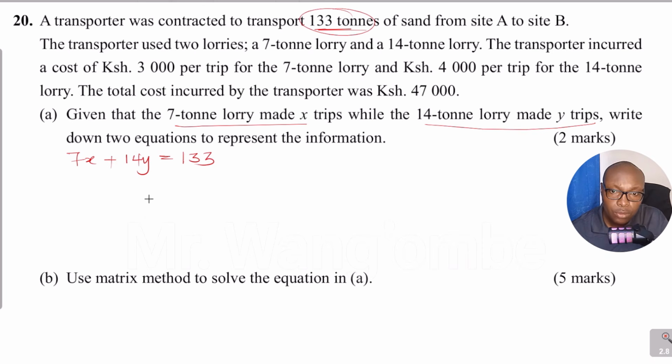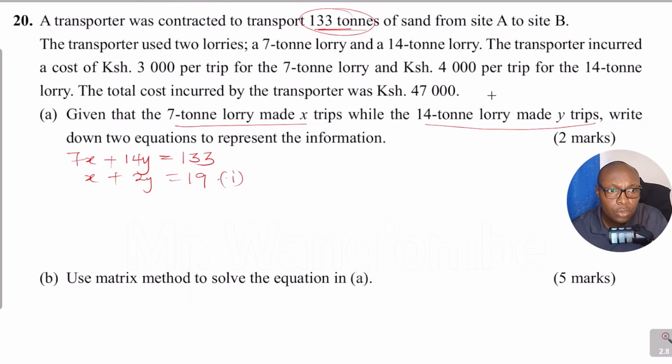That is the first equation. First of all, check before you proceed to the other one whether it is possible to simplify it further. It is possible. All these values, 7, 14 and 133, are divisible by 7. So divide every term by 7. 7x by 7, you get x. Then 14y divided by 7, you get 2y. Then 133 divided by 7, you get 19. So that is the first equation.